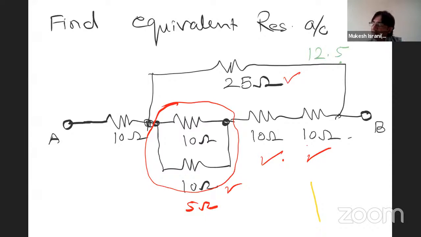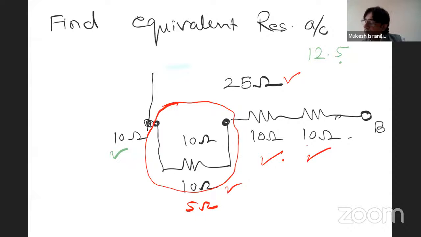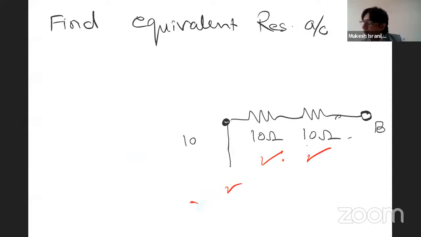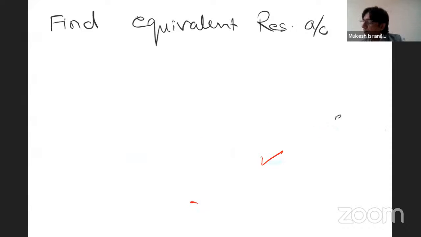And this 12.5 and this 10 ohm are in series. The answer will be 22.5. Very nice. A lot of people have answered it correctly. Can we move on? Now please tell me the answer to this.